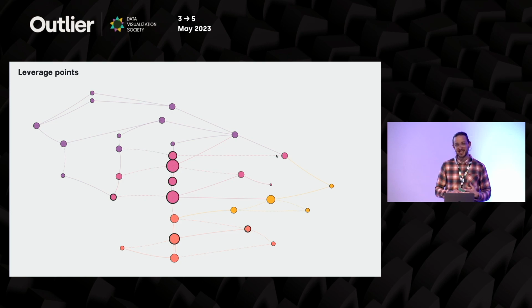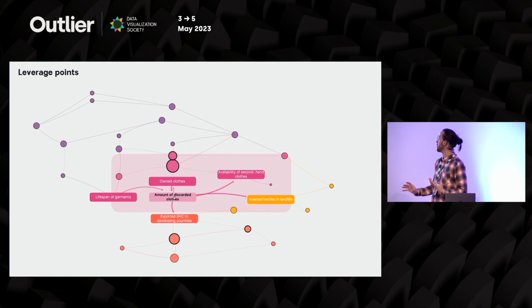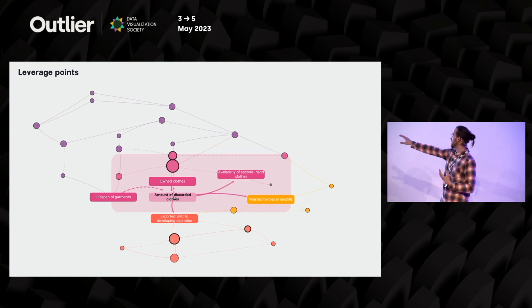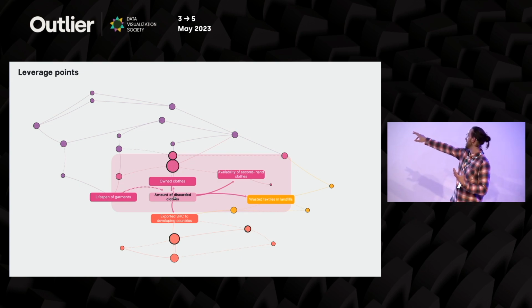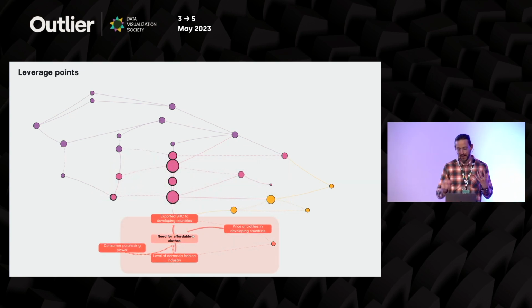So we've been able to identify those feedback loops, which is one way of making interventions. And the second way of making interventions, like I just said, was to take these important nodes and start exploring them a little bit more, and start looking at the relationships between them, between the amount of discarded clothes and the lifespan of our garments.